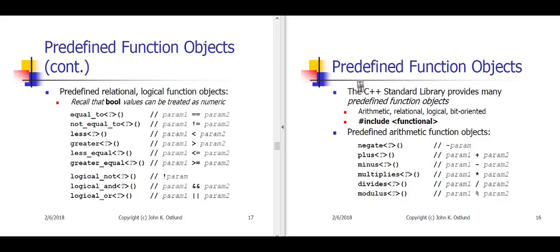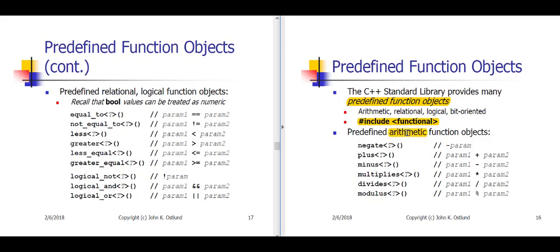It turns out the C++ standard library already provides several predefined function objects for basic arithmetic, equality, relational, and logical operations. To use these predefined function objects, you need to include functional.